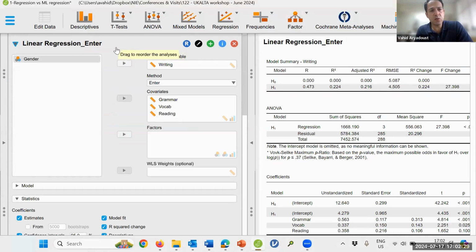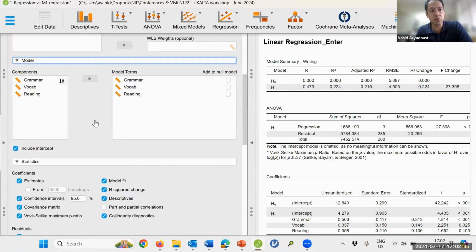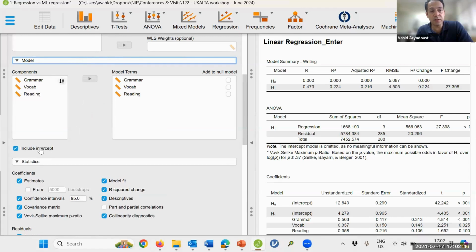For all of these regression analyses, what you need to do is, of course, determine what you want to include in your model. So I want all of these to go into the model, of course. I don't change this. And oh, by the way, I also want to include an intercept. I hope you remember that the intercept is important. The intercept is the amount of y when x is 0. Remember? The amount of y when x is 0, that's the intercept.